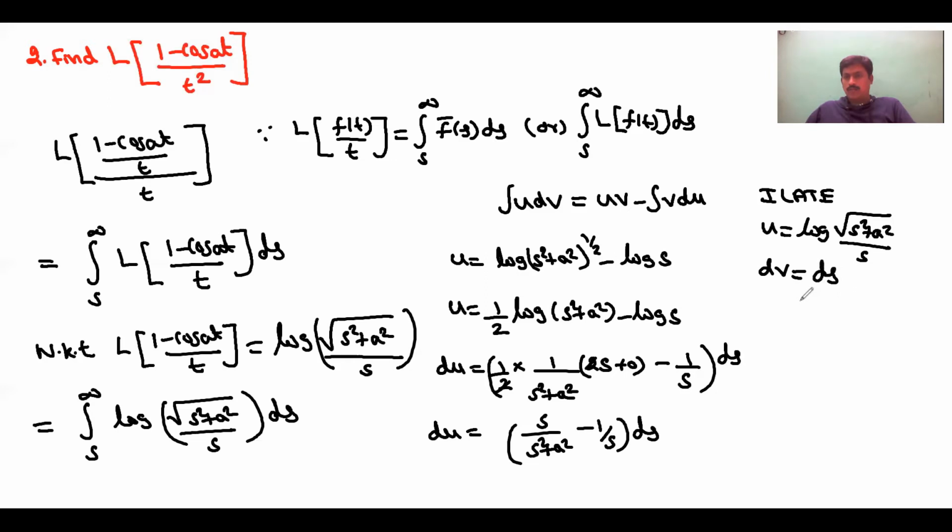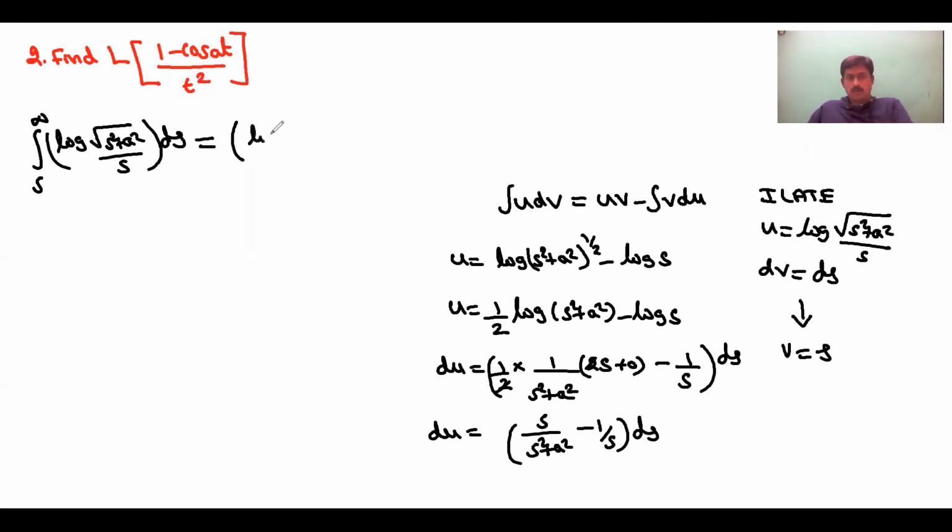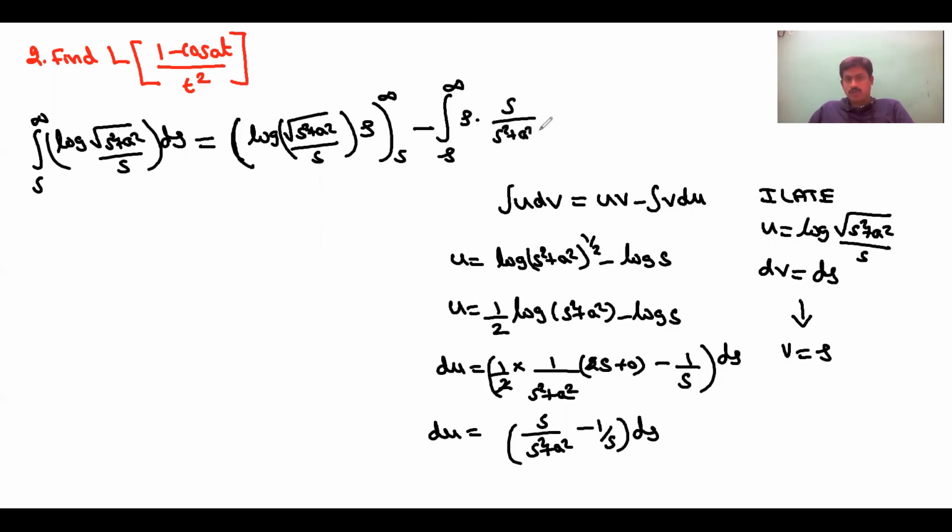To get that v value, integrate both sides, we will get v equal to s. Now we are going to apply the integration by parts formula. uv is log of square root of s square plus a square by s, and u into v value is s. I can apply the limit s to infinity minus integral s to infinity v du. V is s into du, which is s divided by s square plus a square minus 1 by s into ds.